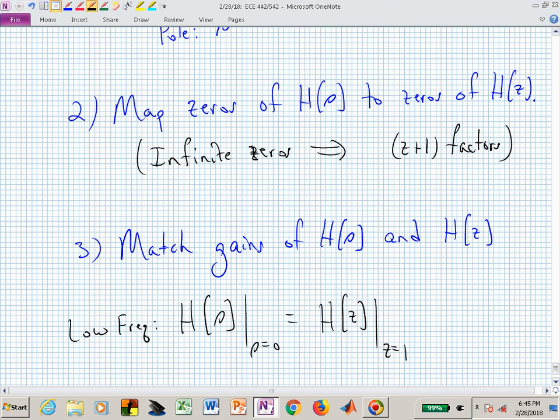Is it clear how to maybe get started on your homework problem that deals with pole zero mapping? It's not a challenging concept. The only thing that might throw a wrinkle in is this concept of infinite zeros. That just says include a factor z plus 1, with the amount of factors consistent with how many zeros you have at infinity.